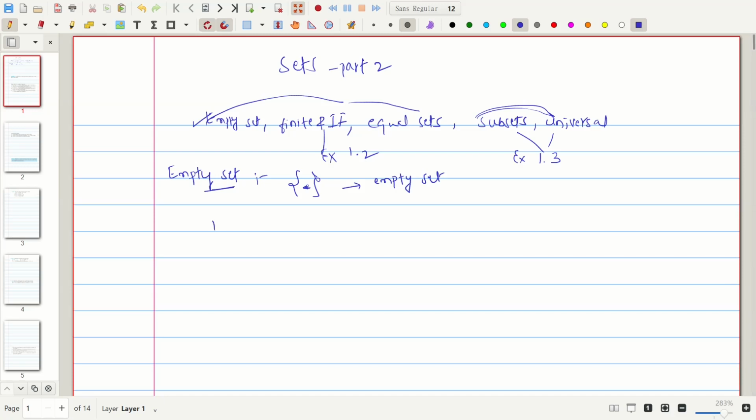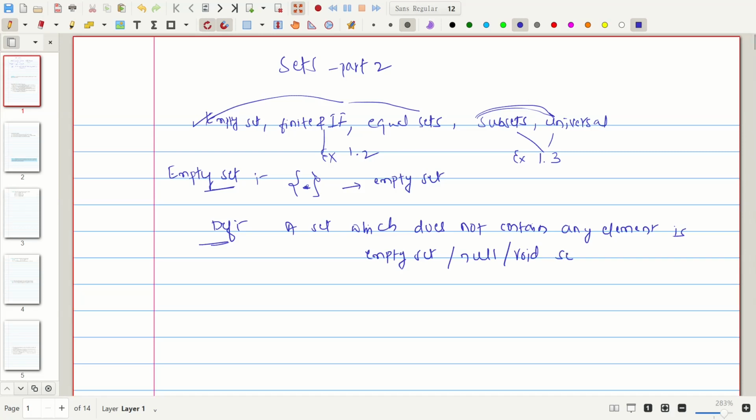So the mathematical definition I'm writing here. So mathematical definition is, all of you note this definition. Okay, a set which does not contain any element is called the empty set. Okay, empty set. This empty set is also called by the name of null set or void set.